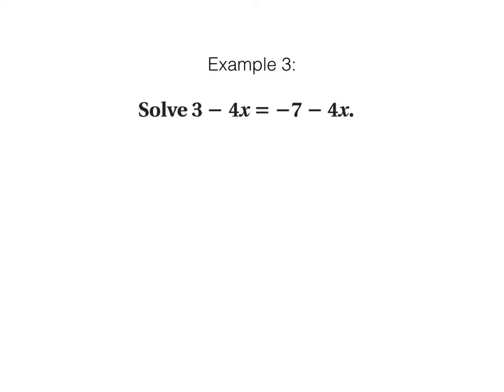Try this problem on your own. When you get an answer, press play to check your work. This problem might have tricked you. When I look at this problem, 3 minus 4x equals negative 7 minus 4x, and follow Miss Garcia's rule, I'm going to get rid of the 4x on the right-hand side.